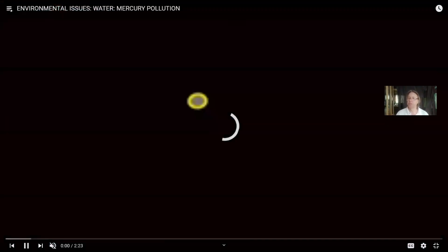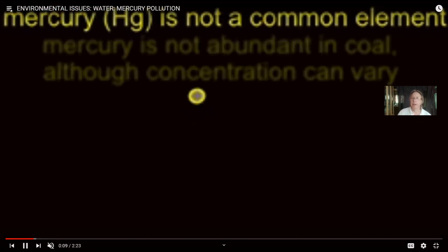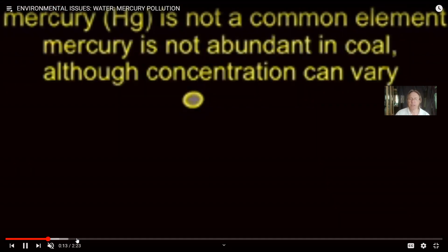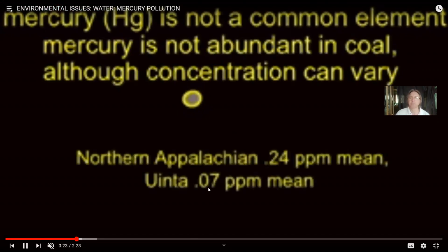Other issues which affect water involve mercury. So mercury isn't common. One of the places where you can find it is in coal. Now, it's not that abundant in coal. Its concentration can vary a bit, and so I think I have two examples here if you compare coal from this part of the world to that part of the world.